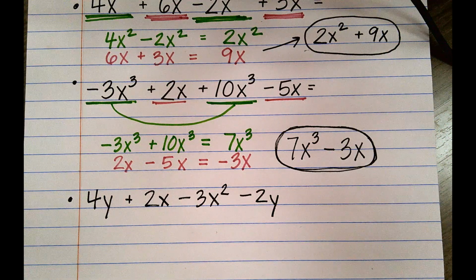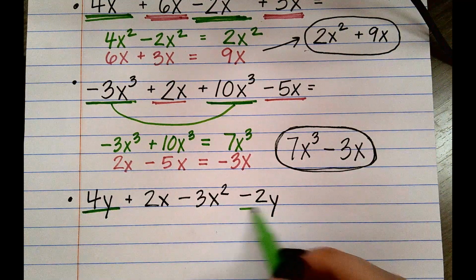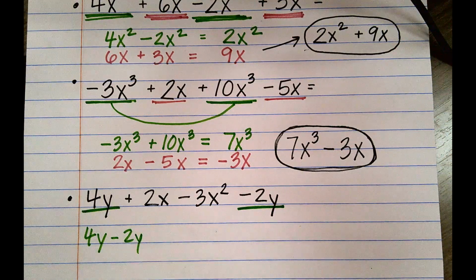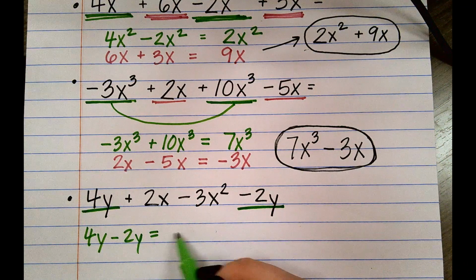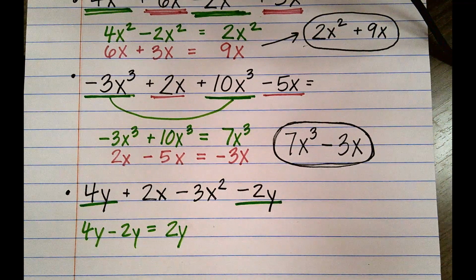I subtracted 2y from 4y. Yes. So 4y minus 2y first. Good. 4y minus 2y is 2y. Now what? And then you just bring everything else down, because nothing else can combine. There are no more like terms.